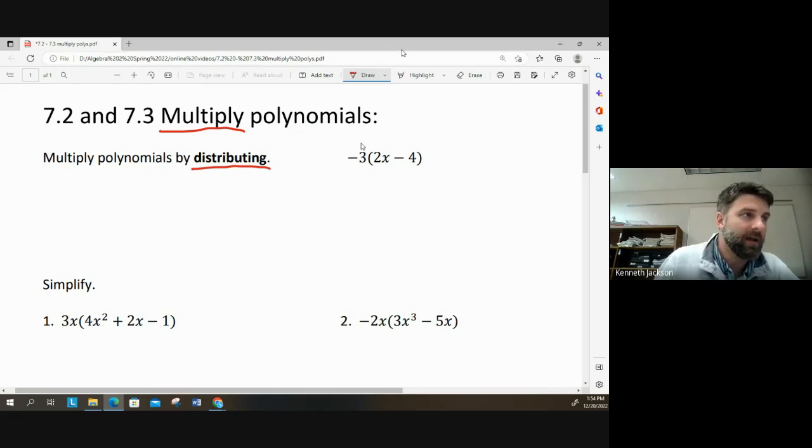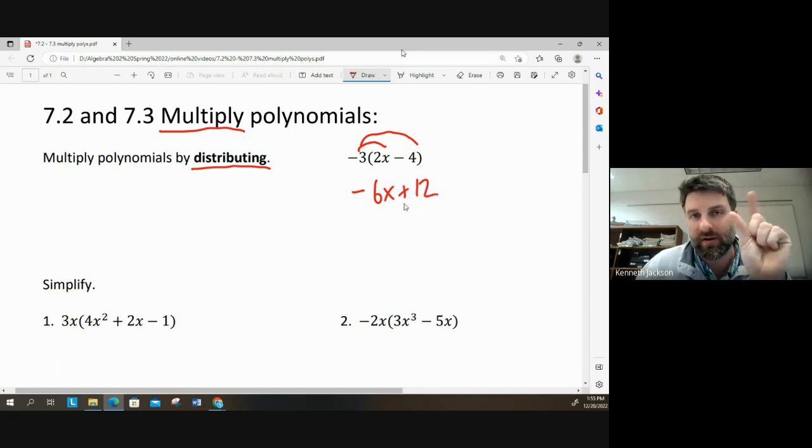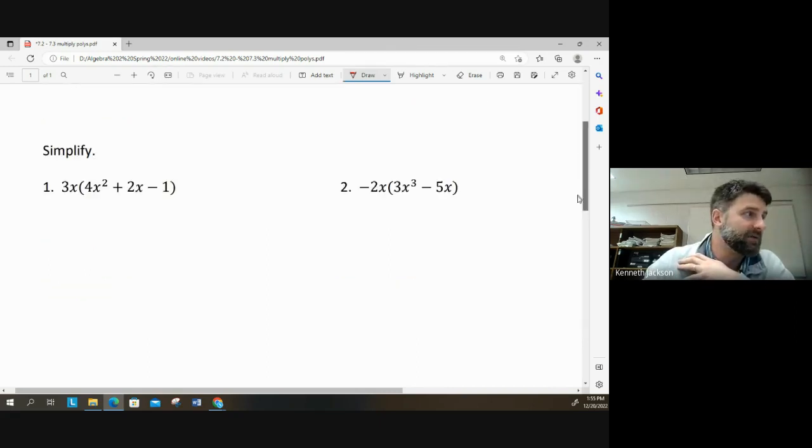For example, if I have this -3 out front, I can multiply. I distribute. I get rid of the parentheses. -3 times 2, -6x. -3 times -4, +12. These terms don't go together because they're not like terms. A binomial with a degree of 1. So now I can see what this looks like in algebra 2.